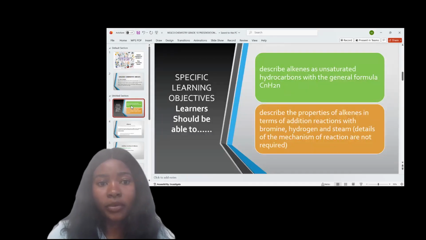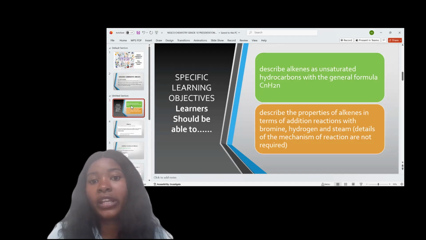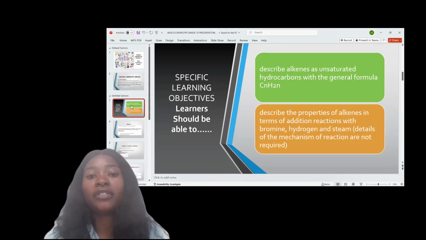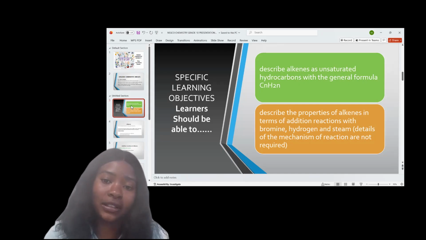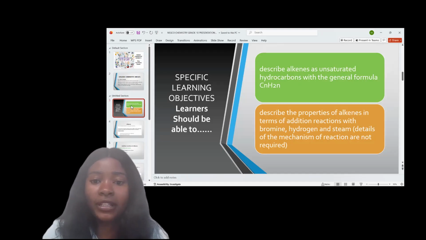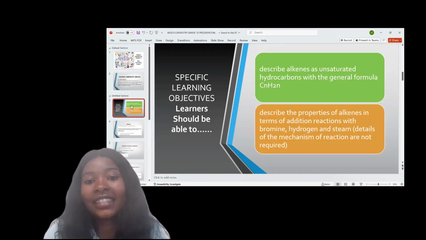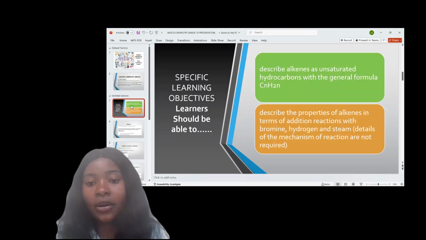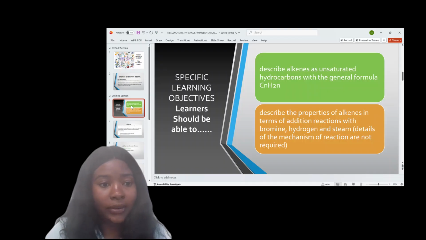For today, the learning objectives are to describe the alkenes as the unsaturated hydrocarbons, and I will explain what the word unsaturated means as well, with the general formula CnH2n. Then we'll also be describing the properties of alkenes in terms of addition reactions with bromine, hydrogen, and steam. Of course, you are not required to know the mechanism. That is the work for AS level.